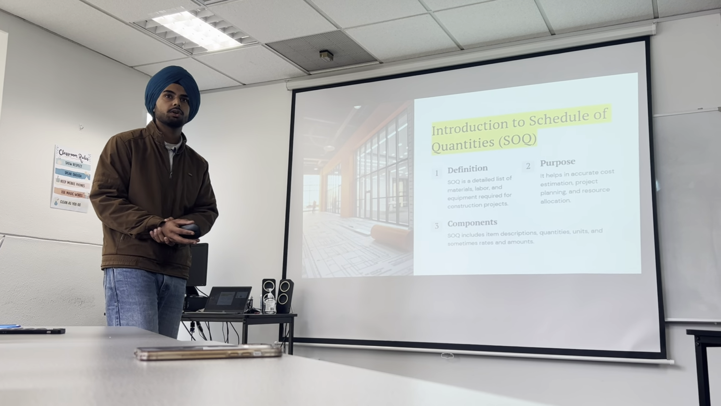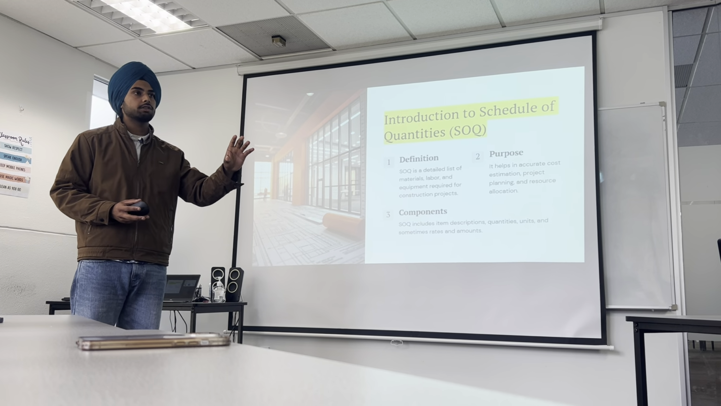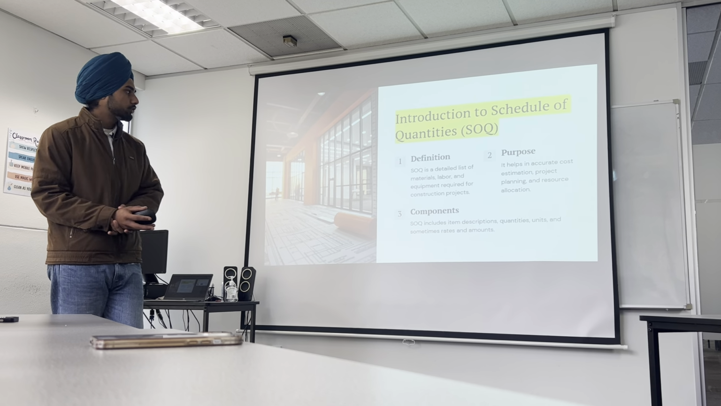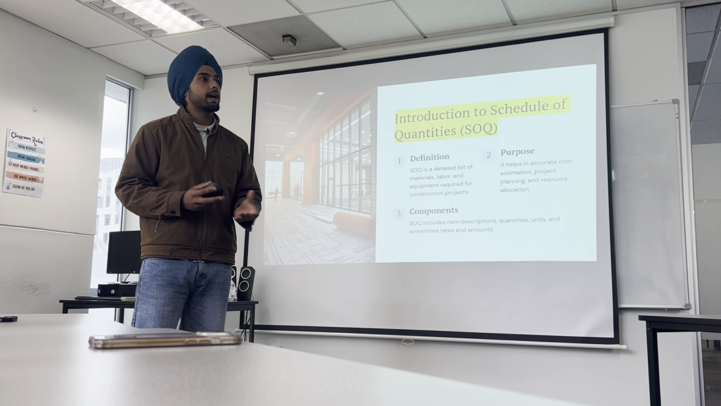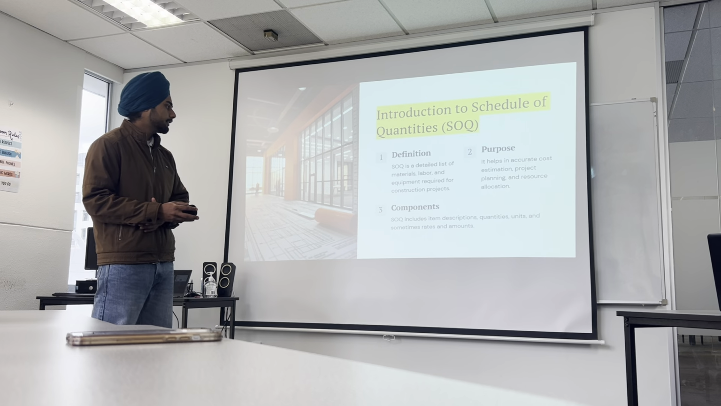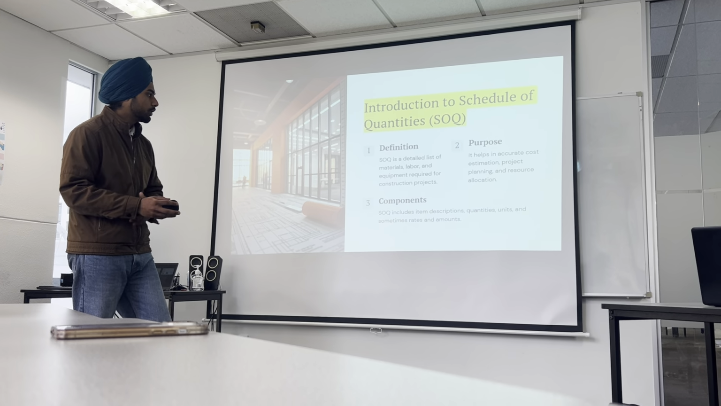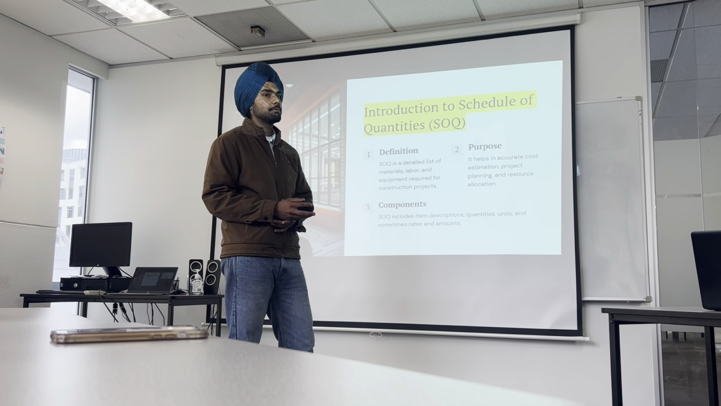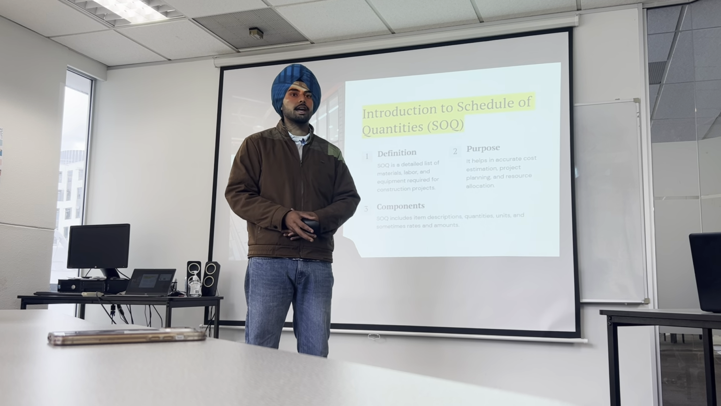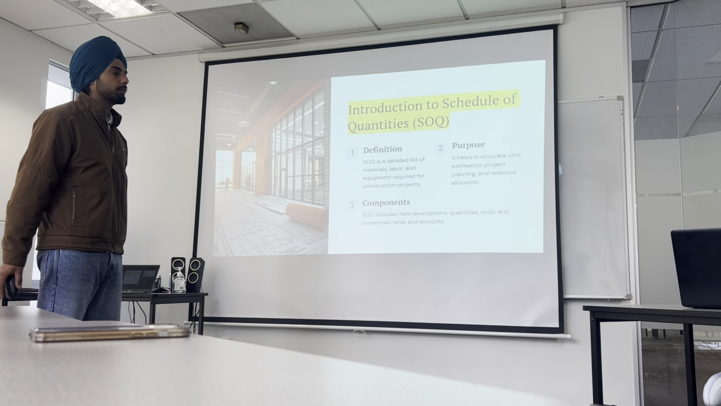So the main purpose, or importance we can say, is that it helps in accurate cost or budget which we have to implement in our project, planning it and allocating all the resources for this project. So what are the components? SOQ, schedule of quantities, includes item descriptions, quantities, units, and sometimes rates and amounts, whether it goes up or down. Everything we can get in our schedule of quantities. So this was the definition, purpose, and components.